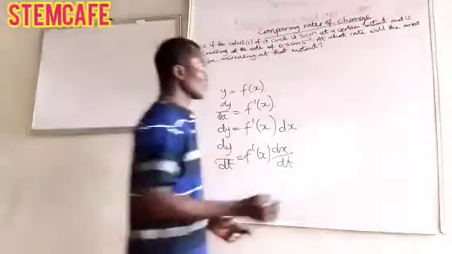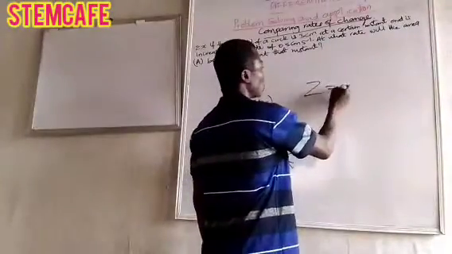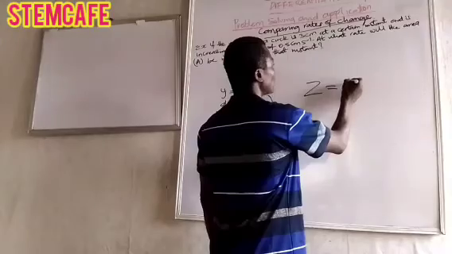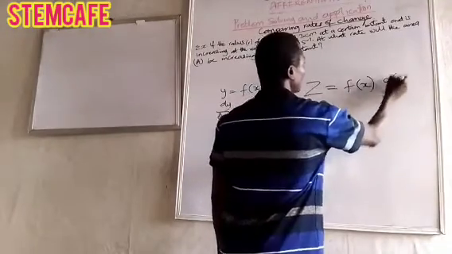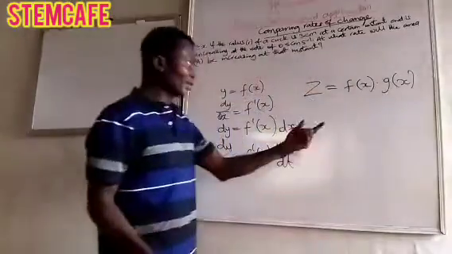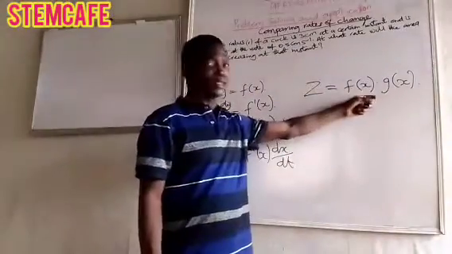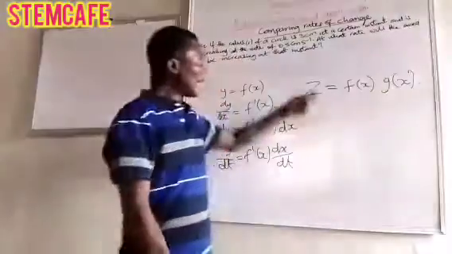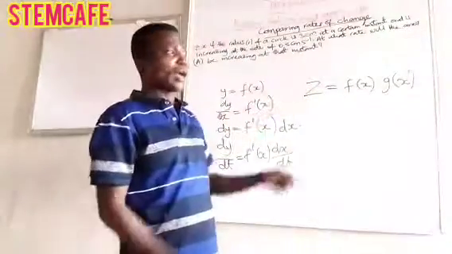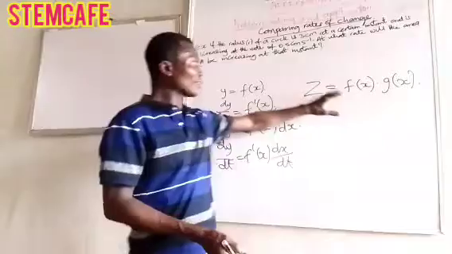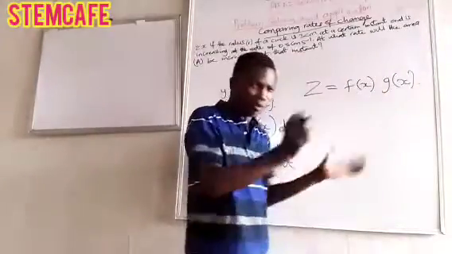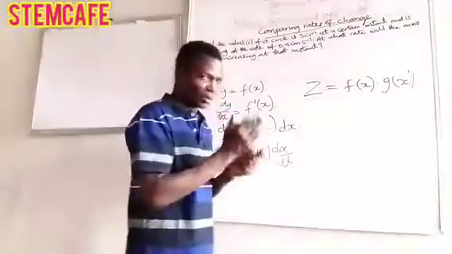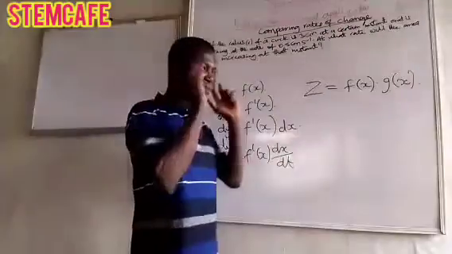Okay, let's look at another one. If we have z equals f(x) g(x). You understand? It means that if this one changes, this one will change, and this one will change at the end of the day. And sometimes this might be constant, and only these two will change. So which means that maybe when this one goes up, this one goes down, one way or the other. So just have the picture in your mind.